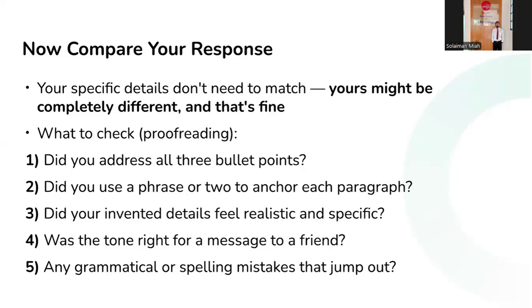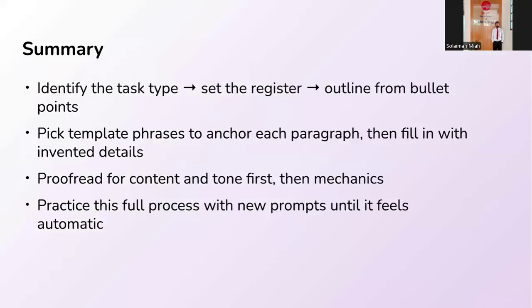And finally, are there any quick mechanical errors that you can fix? To sum up, the process for every email is the same. Identify the task type, decide on the tone, use the bullet points as your outline, pick template phrases to anchor your paragraphs, invent the details to give them substance, then proofread with content and tone in mind.